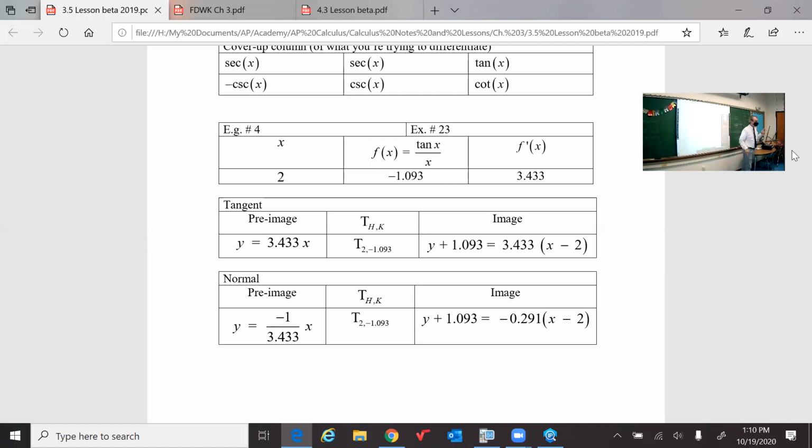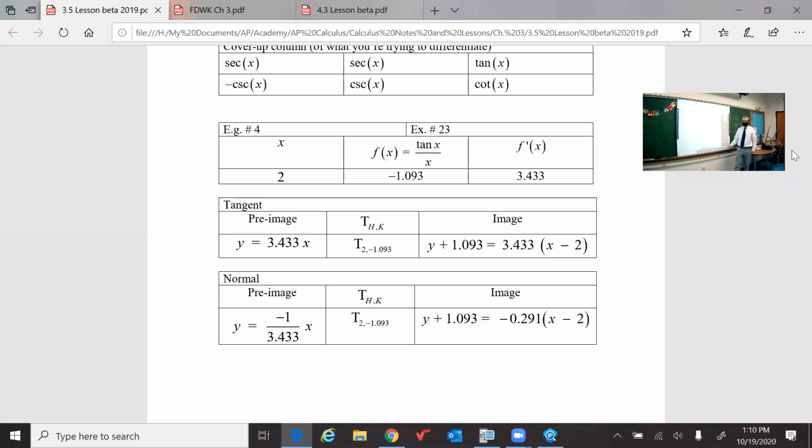The normal line is not a big deal. They ask you for this, you should be able to do it. You won't see normal lines in the AP test. What happens? The product of the slopes of the tangent and normal lines is -1. So what do you multiply this by to give you -1? The negative reciprocal of that. And that's the same magnitude for the slide.